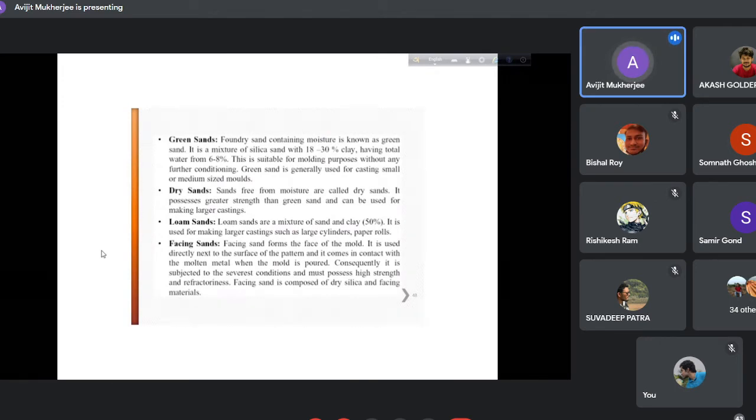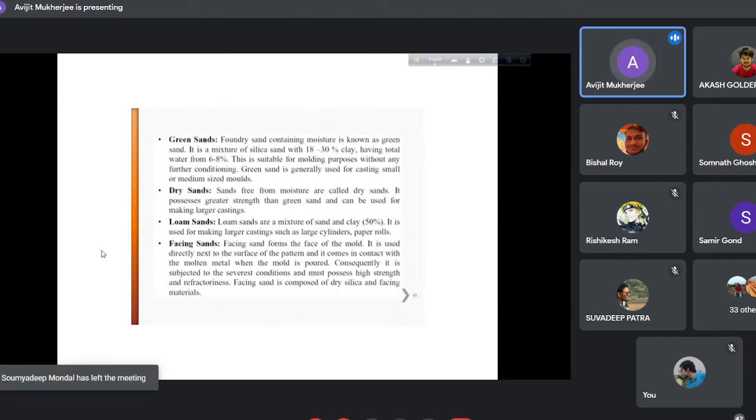So in this way we have different types of molding materials, like green sand. Green sand is mixed with dry silica sand as the major portion, 18 to 30% of clay, and 6 to 8% of moisture. Now when a mold is prepared with green sand material, that is known as green sand molding.